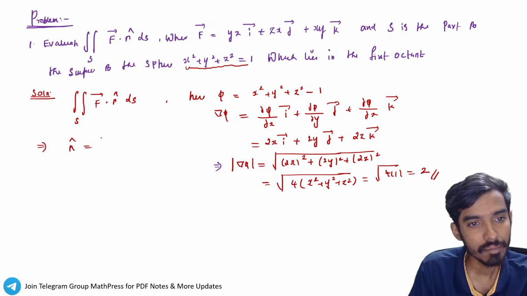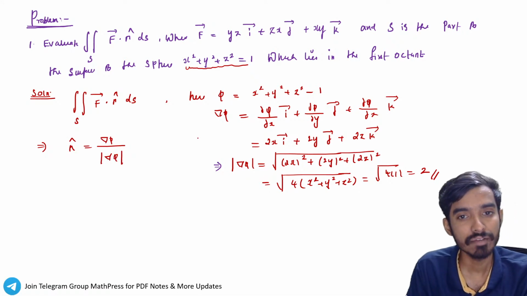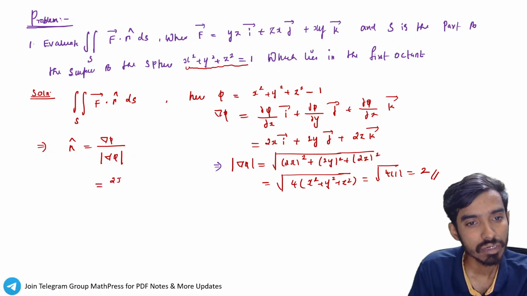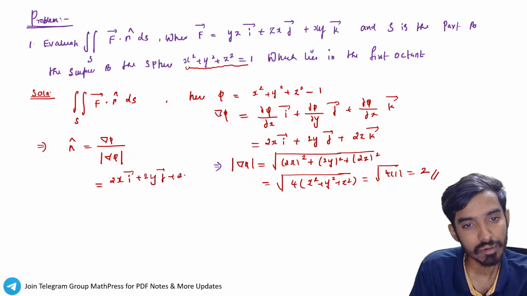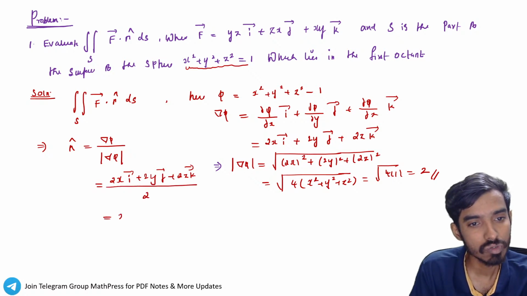Now what is n cap? So n cap is del phi by modulus of del phi, where phi is the surface. So del phi is 2x i vector, 2y j vector, 2z k vector divided by 2. If I take this 2 outside, we will have xi vector plus yj vector plus zk vector. This is the n cap.